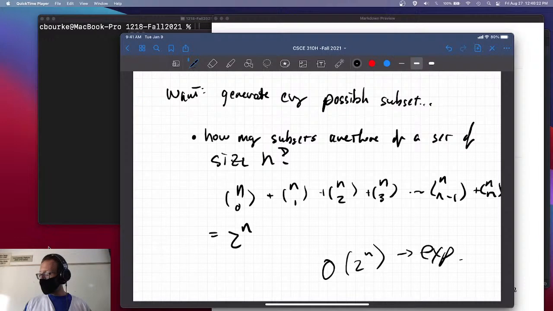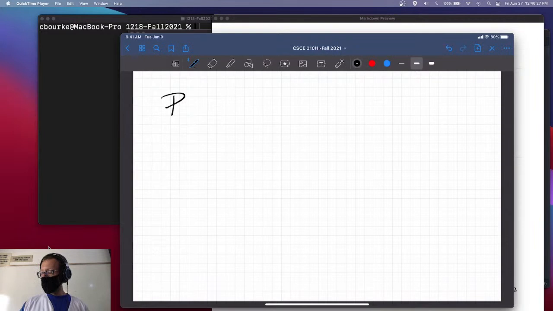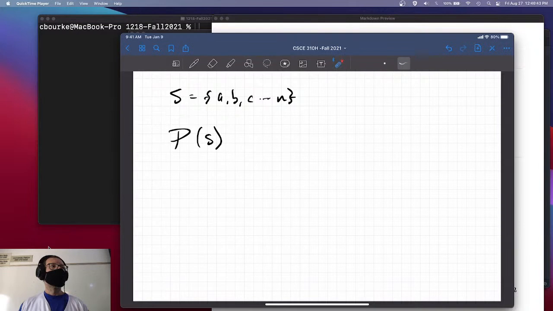By the way, there's a symbol for this. If I've got a set S and it contains A, B, C, dot, dot, dot, up to N, whatever, then taking all possible subsets of that is called what? P, the power set, right? This is the power set. It's the set of all possible subsets, okay?